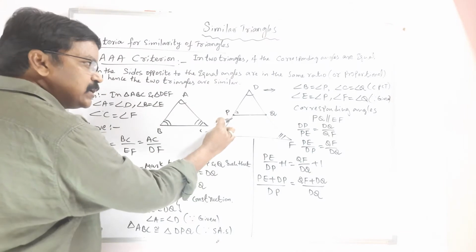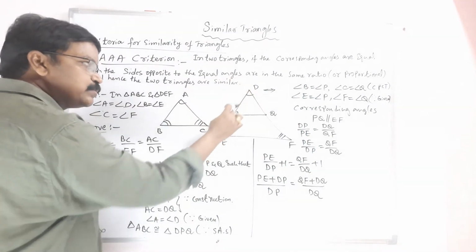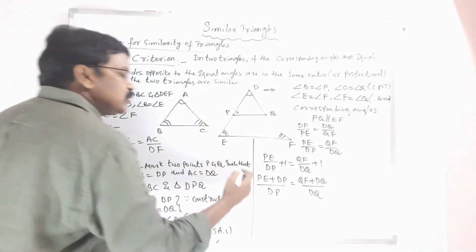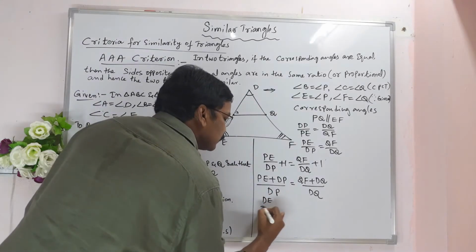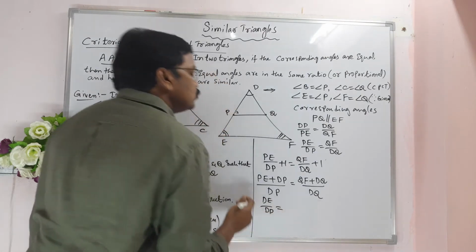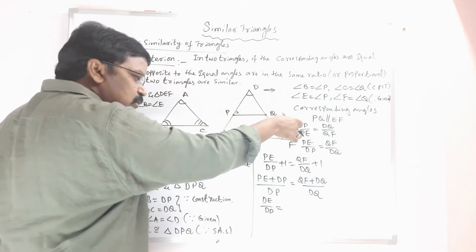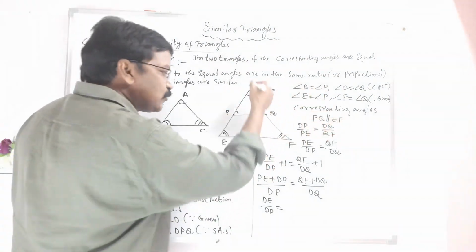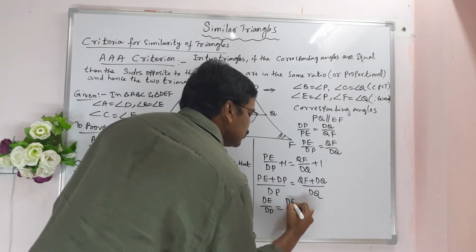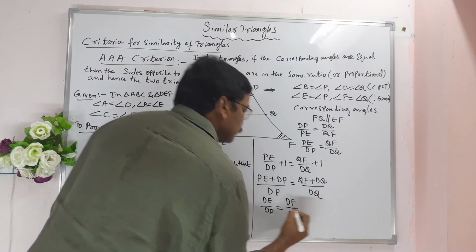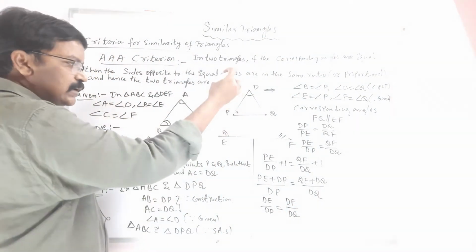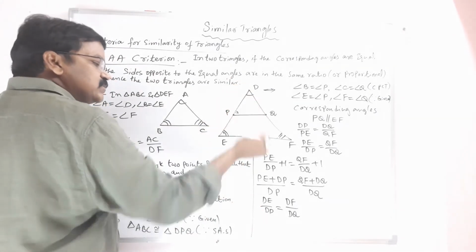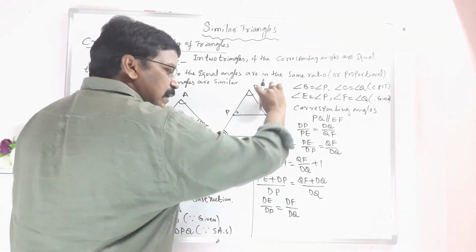So what is PE plus DP? The sum of these two sides is equal to DE. So DE by DP is equal to DQ plus QF by DQ. The sum of these two sides is equal to DF. So this is DF by DQ. So students, look here: DE by DP is equal to DF by DQ.